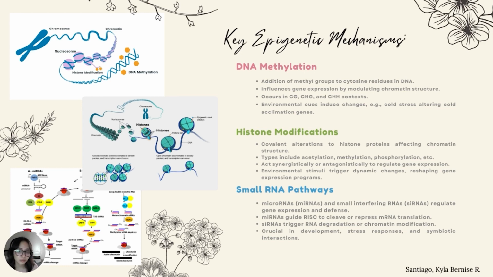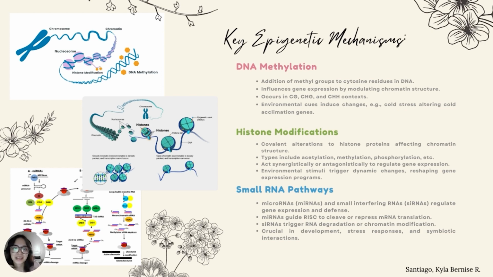Secondly, we have histone modification. Histone modifications, which are chemical changes to histone proteins, are crucial for shaping how DNA is packaged and genes are controlled in plants. There are various types of these modifications like acetylation, methylation, phosphorylation, ubiquitination, and sumoylation, forming a complex code that regulates gene activity.